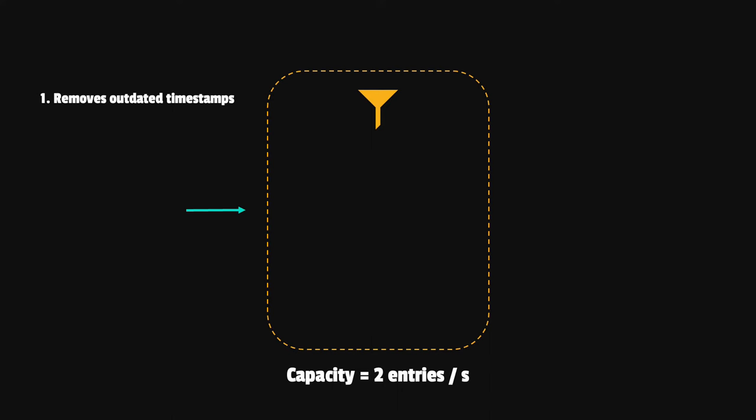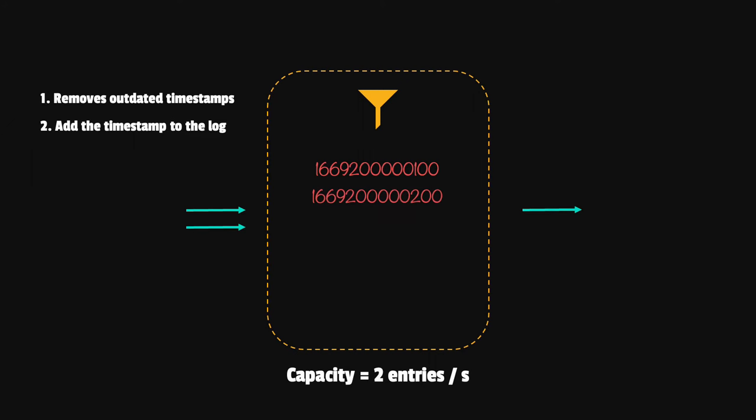The second thing the algorithm does is to add the timestamp of the request to the log. When the request arrives, the log is empty. Therefore, the request is allowed to pass. Then, 100 milliseconds later, a new request arrives. We have no timestamp to remove yet. Then, the new timestamp is inserted into the log. After the insertion, the log size is 2, not larger than the allowed count. Thus, the request is allowed.